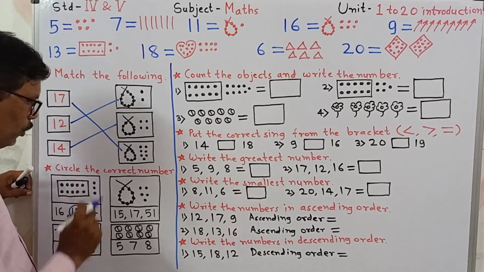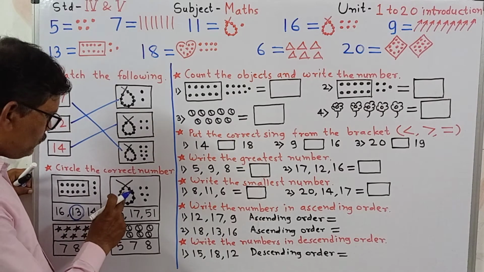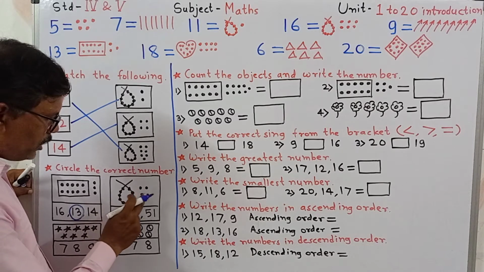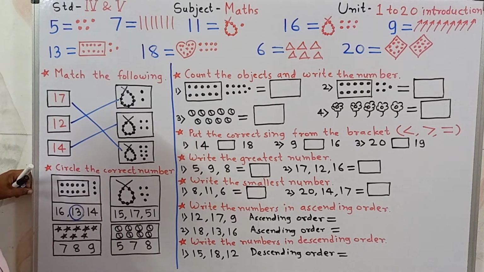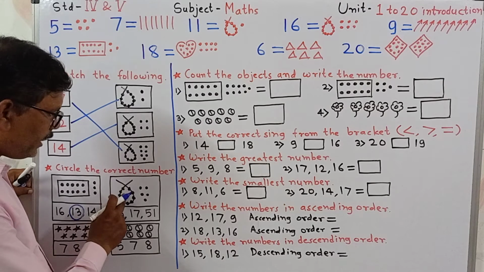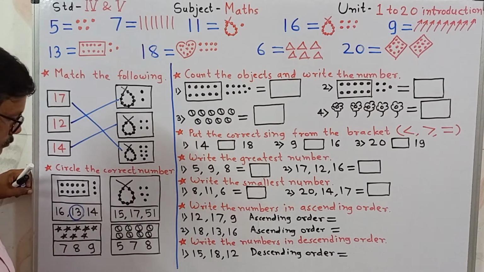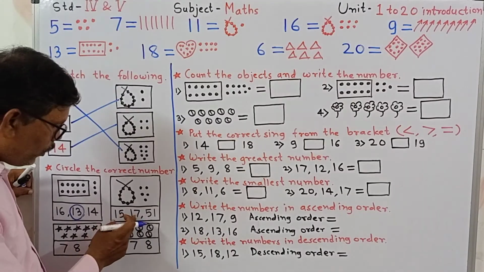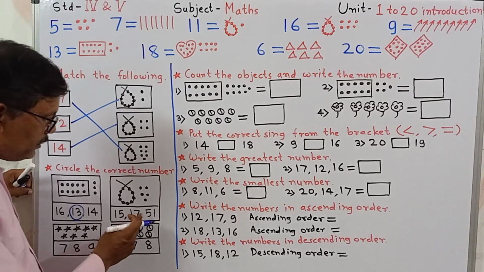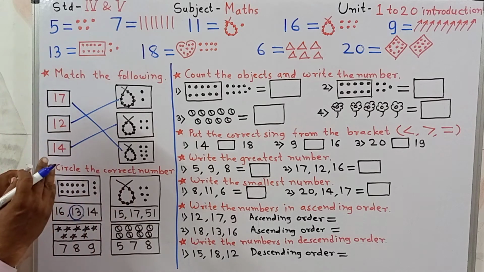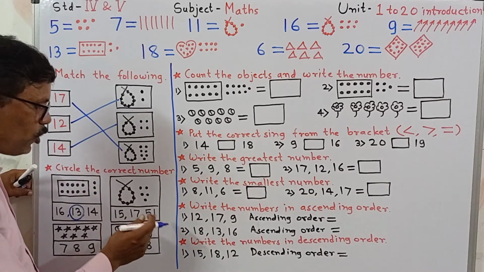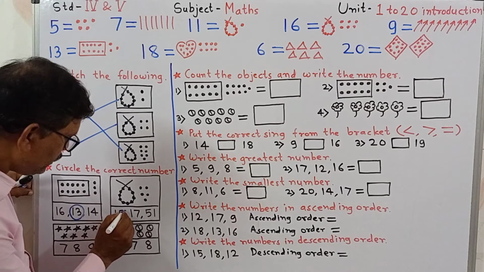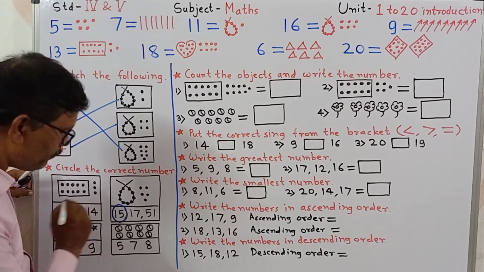Okay. Now count this. 1 ten, 1, 2, 3, 4, 5. 5 units. 1 ten, 5 units, 15. Here is 1 ten, 7 units, 17. This is 5 times 1 unit, 51. This is not. So 1 ten, 5 units is 15. Here is 15. So circle 15.